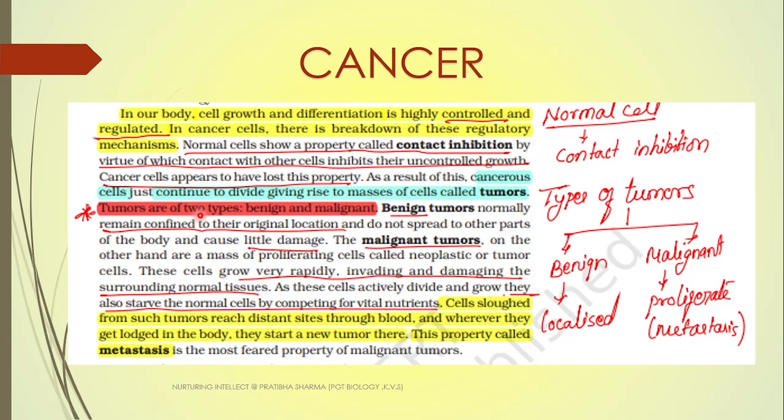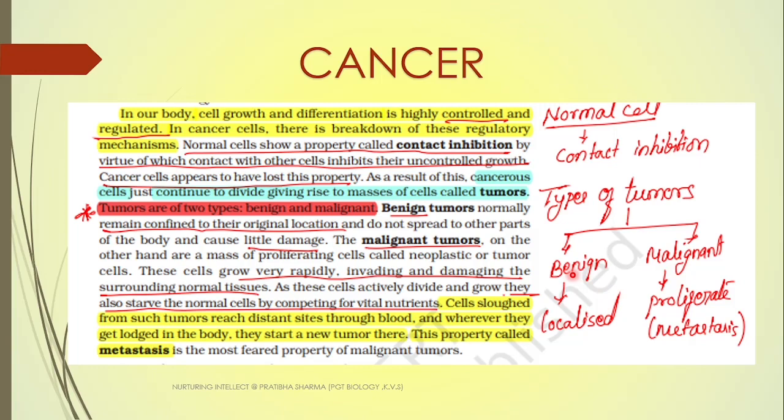Tumors are divided into two types, benign and malignant tumor. In exam, you may get a question like differentiate between benign and malignant tumor. So, benign tumors are localized tumors, they do not spread, whereas malignant tumors proliferate from one part of the body to the rest.